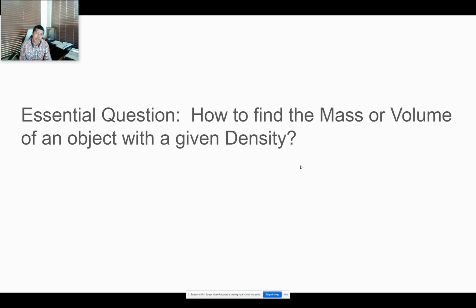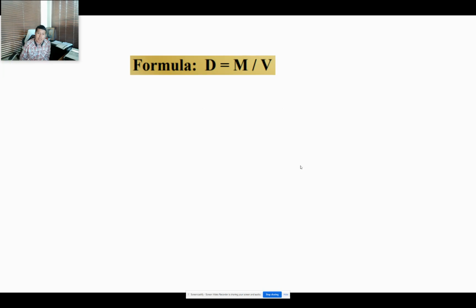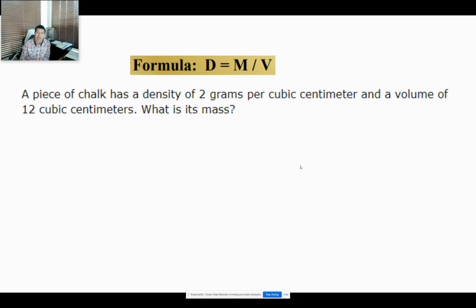Let's recall what we have learned in the past days. What is the density formula? D is equal to m over v, or density is equal to mass divided by the volume of an object. Let's use some word problems. A piece of chalk has a density of 2 grams per cubic centimeter and a volume of 12 cubic centimeters. What is its mass?